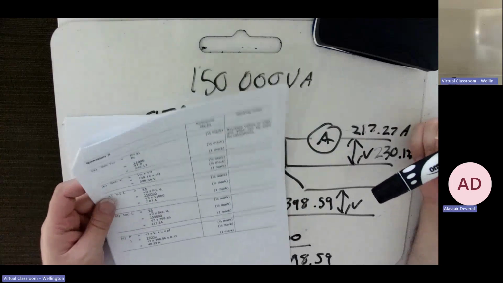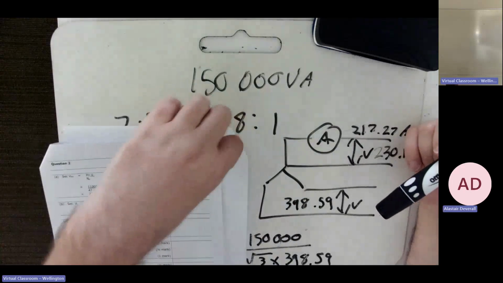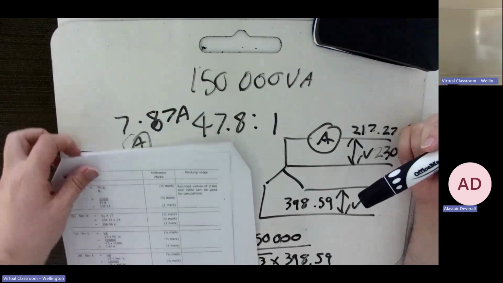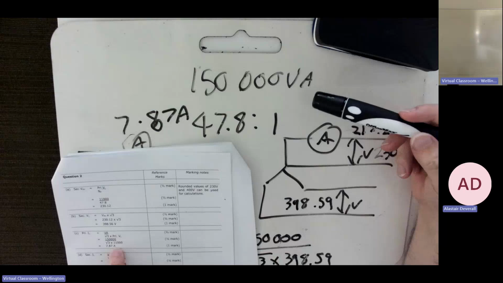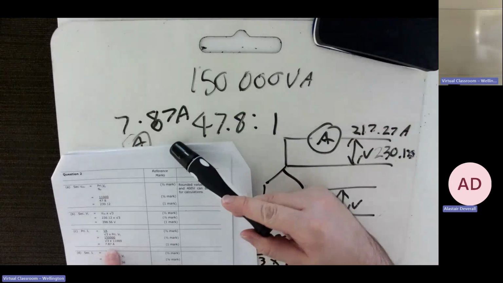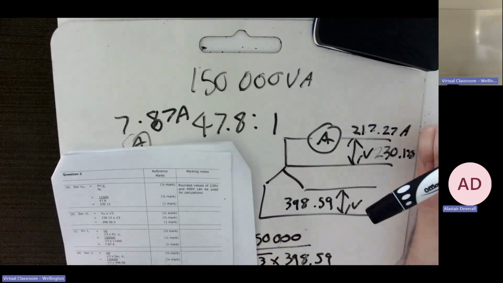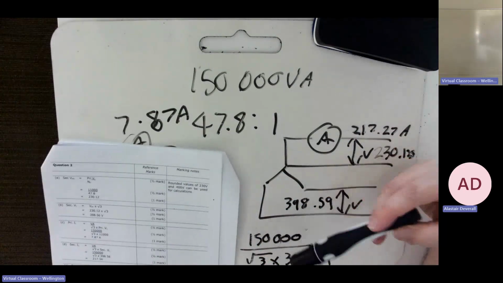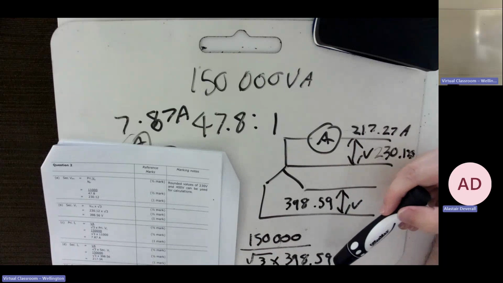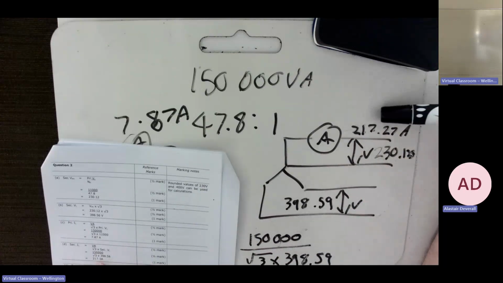Primary I line. So this is our formula for the current here. We have 150,000 divided by root 3 times 11,000, giving us our 7.87 amps. I line secondary, that is our 150,000 divided by root 3 times our V line, and that gives us our 217.27 amps. Once again, they're out because of rounding and putting in 0.3.